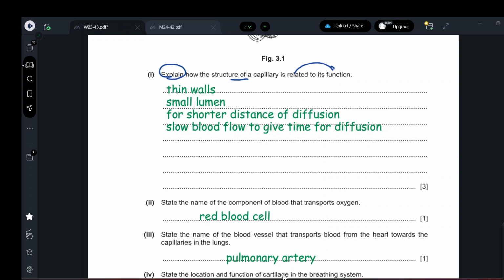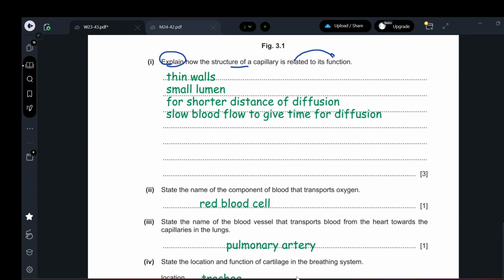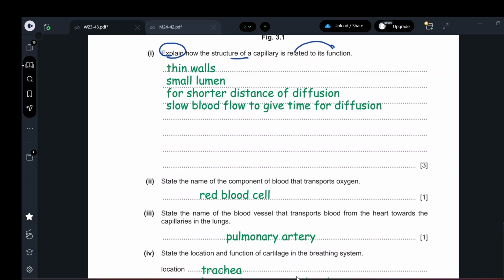Location and function of cartilage in the breathing system. Where is the cartilage in the breathing system? We have two places. Either you can say trachea or bronchi. What is the function of the cartilage? The cartilage is a relatively harder structure than the soft tissue. It's a bit more firm. So it keeps the trachea open and prevents collapse. Why do I want it open? To allow the air to flow.